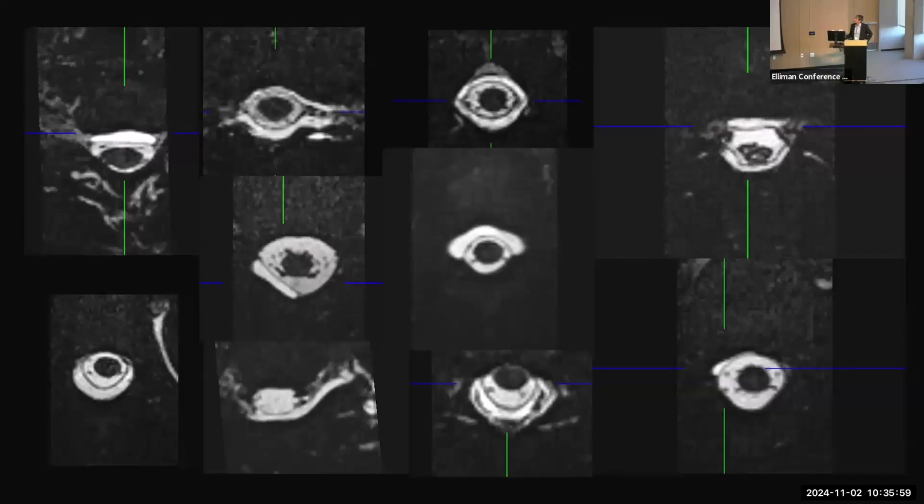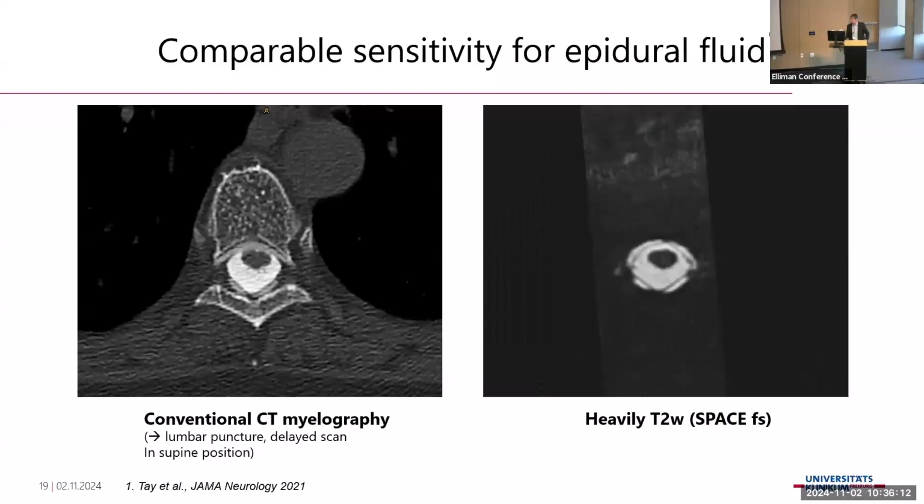And this sometimes guided us where to do the myelography. For example, in this patient with the ventral collection, we put the patient in the prone position and find a ventral dural leak. And here we had a lateral dural leak. This was, for example, a sacral dural tear.